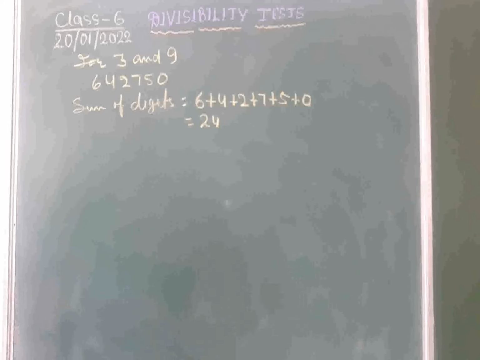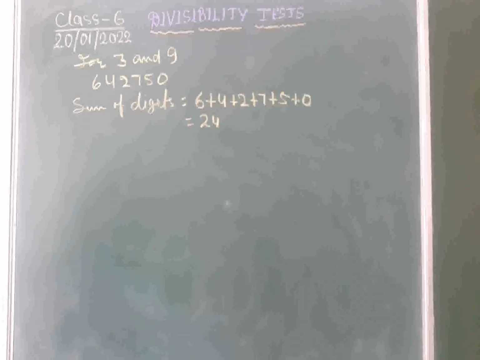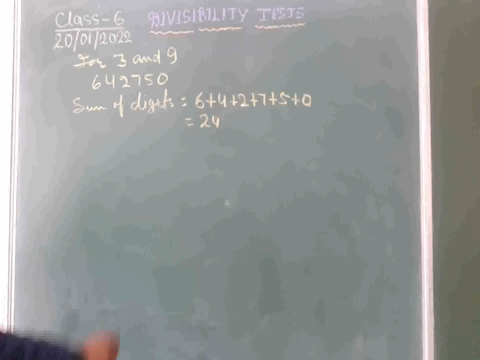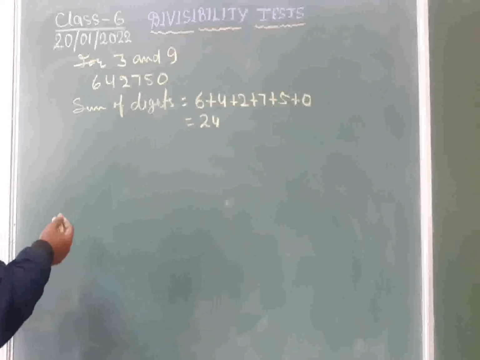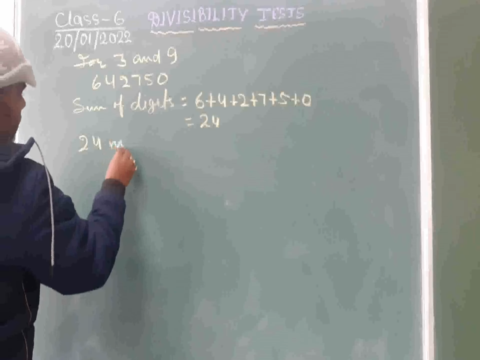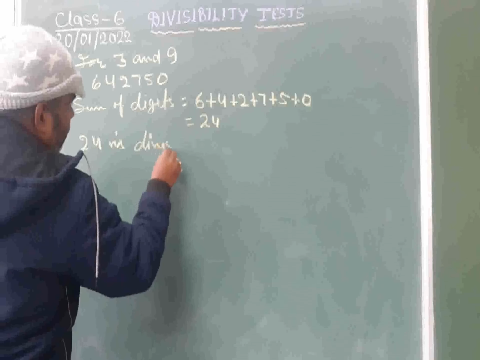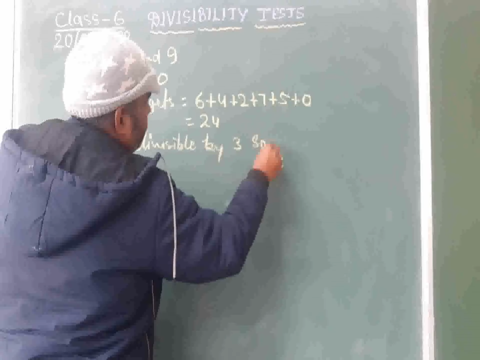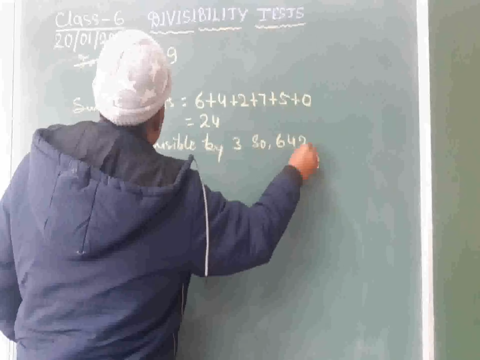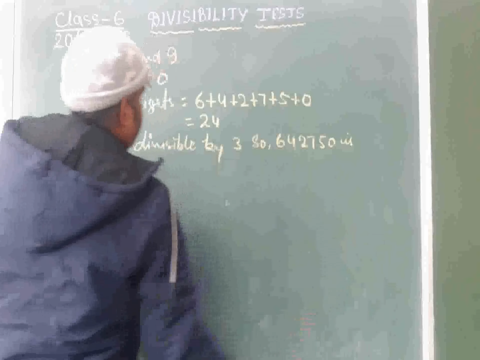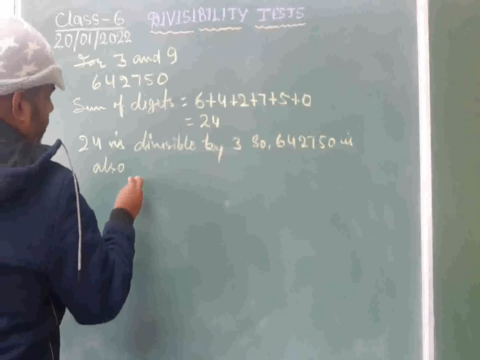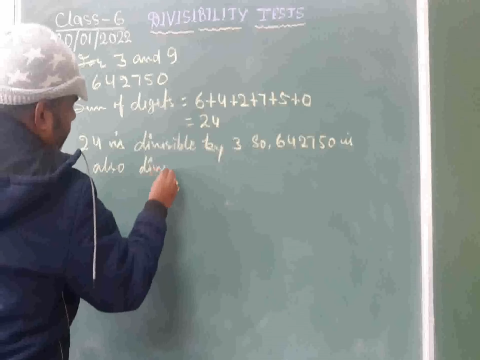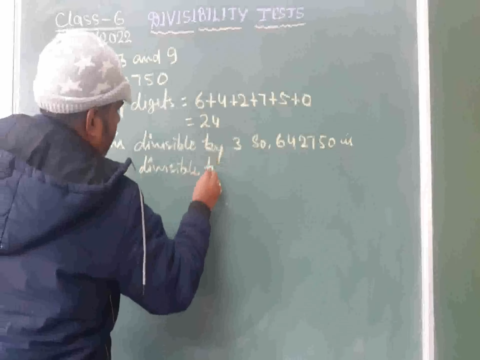So the sum of digits we found is 24, and we know very well that 24 is exactly divisible by 3. So we can say that this number is divisible by 3. But again, what do we have to write down? We just have to find the sum of digits, 24, and then write a statement: 24 is divisible by 3, so 6, 4, 2, 7, 5, 0 is also divisible by 3.